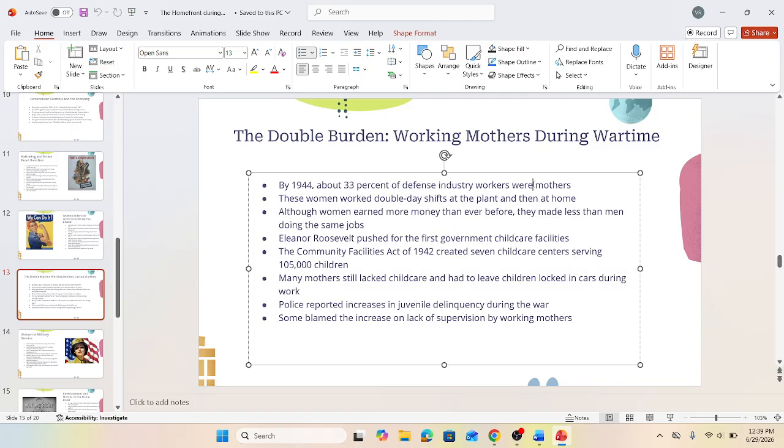Many mothers still lacked childcare. They had to leave children locked in their cars during work. Police reported increases in juvenile delinquency. And sometimes these working mothers were blamed, which of course is ridiculous, right? Because they're being told that they need to work to support the country.